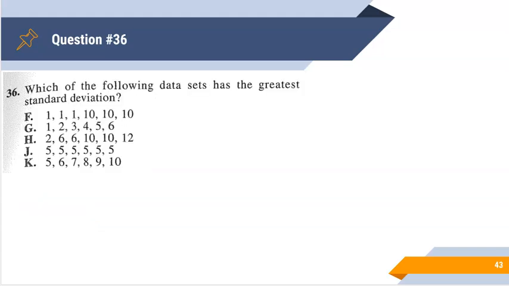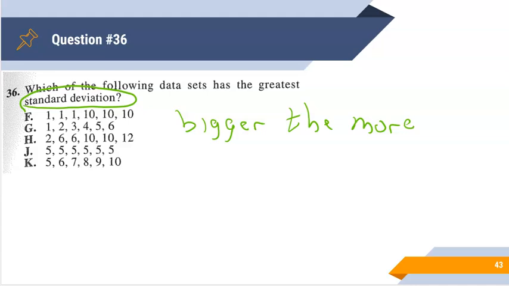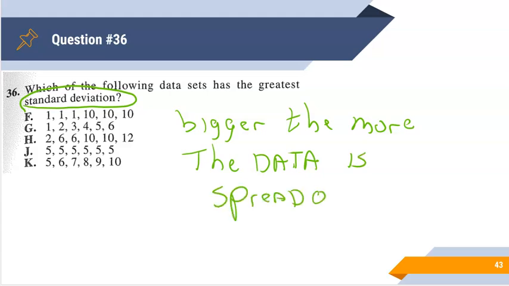Okay, last one talks about something called standard deviation. The thing to remember about standard deviation means it gets bigger the more the data is spread out. So which data is spread out the most? I think it'd be choice F, right? Because 1s and 10s are more spread out than anything else up there.